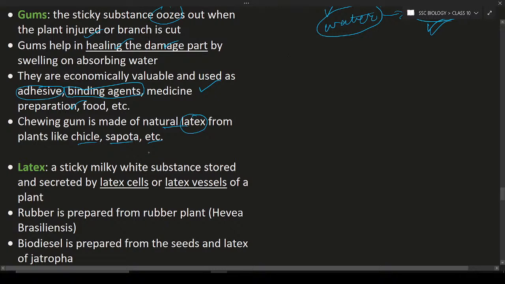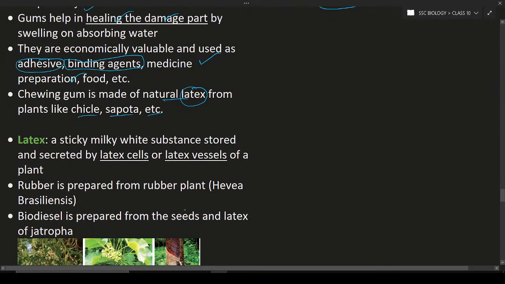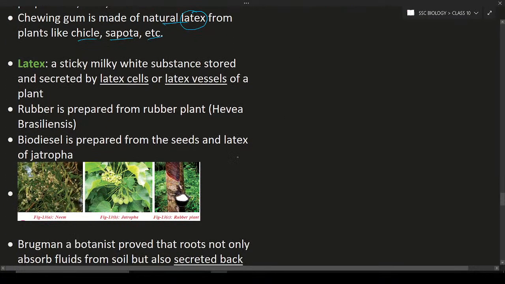Jnanendra, latex is a milky white secretion. We have not discussed latex yet. Now we are going to discuss the latex. Natural latex is present in some fruits like sapota. So what is latex? Latex is a sticky, milky white substance produced from the latex cells.